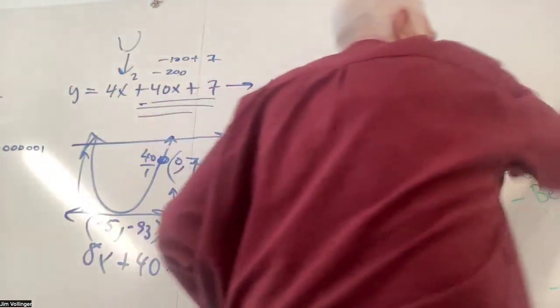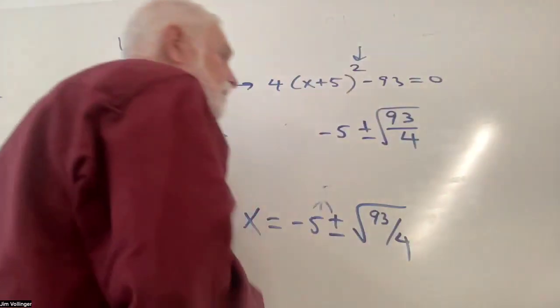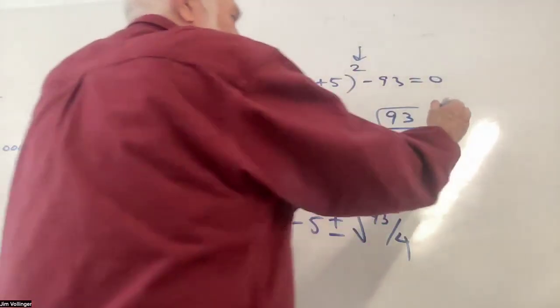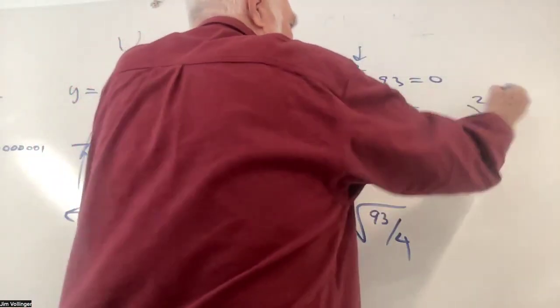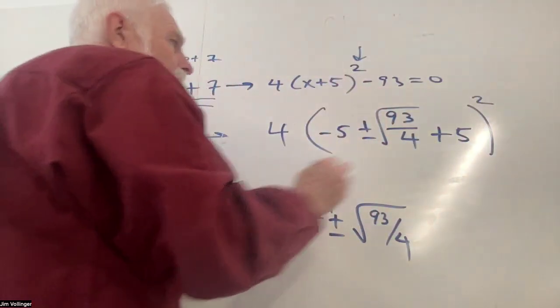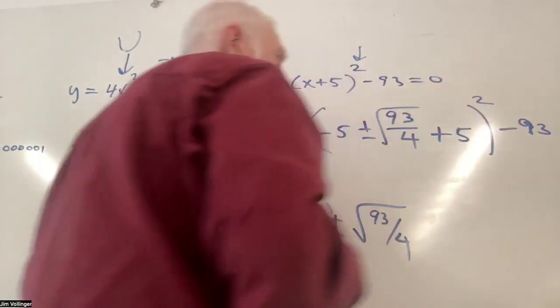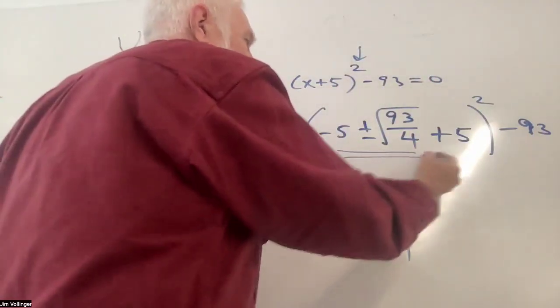Again, I'm getting rid of some nice stuff over here. Not sure what was written, but it's gone now. So that's my answer. I'm going to add 5 to that with a square. I'm going to put that there, put a 4 in front. I'm going to subtract 93, and I'm going to see what my amount is when I plug in my answer.